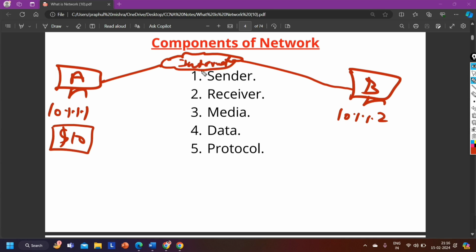But see, this is a public network. Internet is what? Public network. There are lots of attackers, bad people also, hackers also, correct? Correct or not? Yes. Right? So they can read your data. They can modify your data.